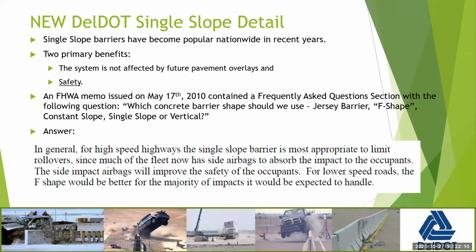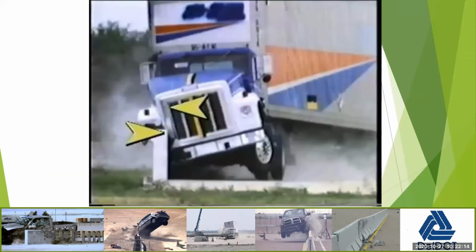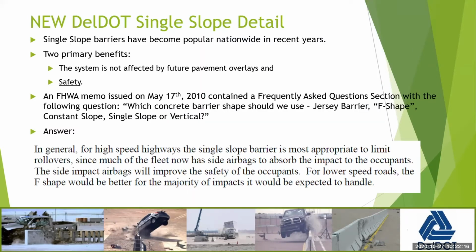And the question was, which concrete barrier shape should we use? Jersey shape, F shape, constant slope, single slope, or vertical? Basically, the answer from the FHWA is that on high-speed applications, single slope barriers are most appropriate to limit rollovers. It's citing changes in vehicle fleets based on airbags and other developments. And it's saying the F shape is still probably more appropriate for lower speeds.